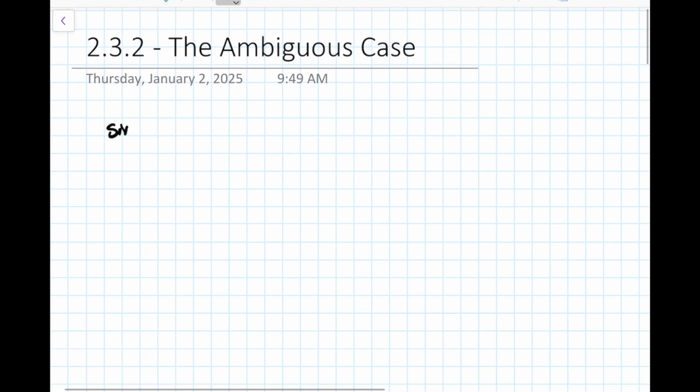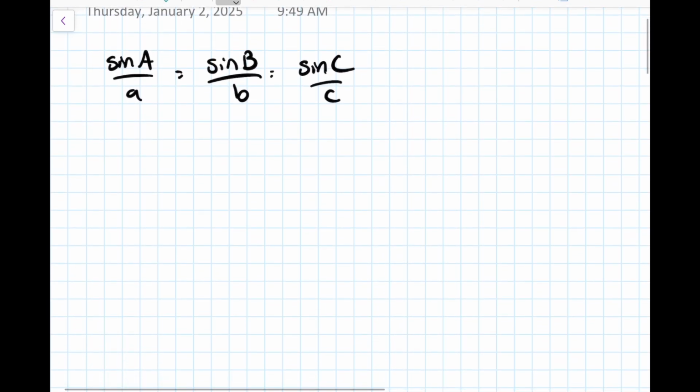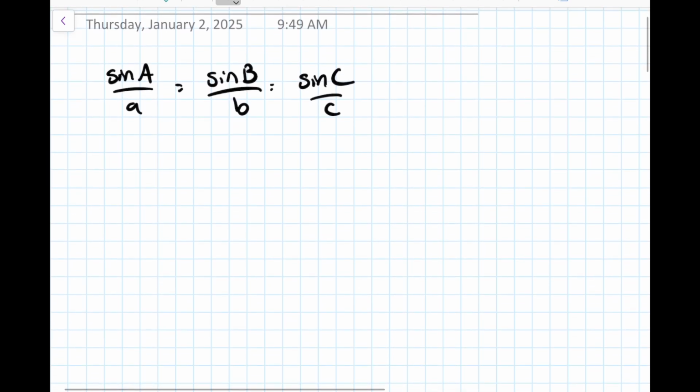over A equals sine B over B equals sine C over C. And so the reason that the sine law gets a little bit more troublesome is that we have this thing called the ambiguous case, which means that sometimes the sine law isn't always going to have a clear-cut solution.